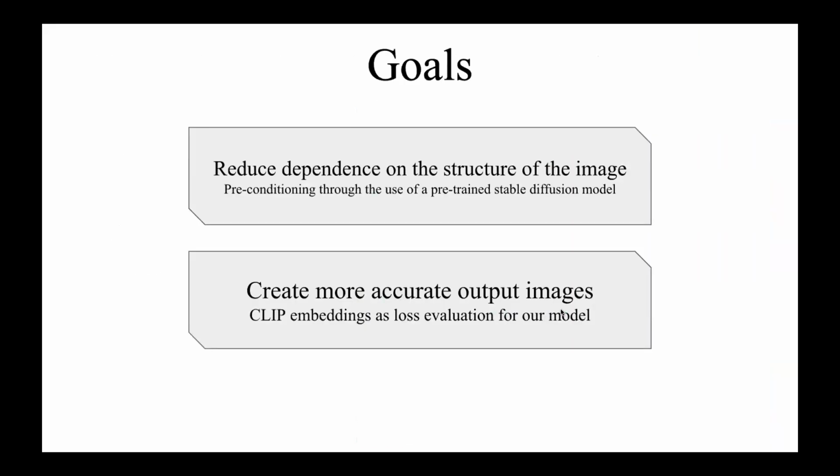All right, so to go over the goals of our model, we aim to reduce dependence on the structure of the image, and we do this by using a pre-trained stable diffusion model. And we also aim to create more accurate output images, and we do this by incorporating CLIP embeddings in our loss function. And so ultimately, our goal is to help advance the field of underwater computer vision and to provide insights into conducting more effective domain transfer.